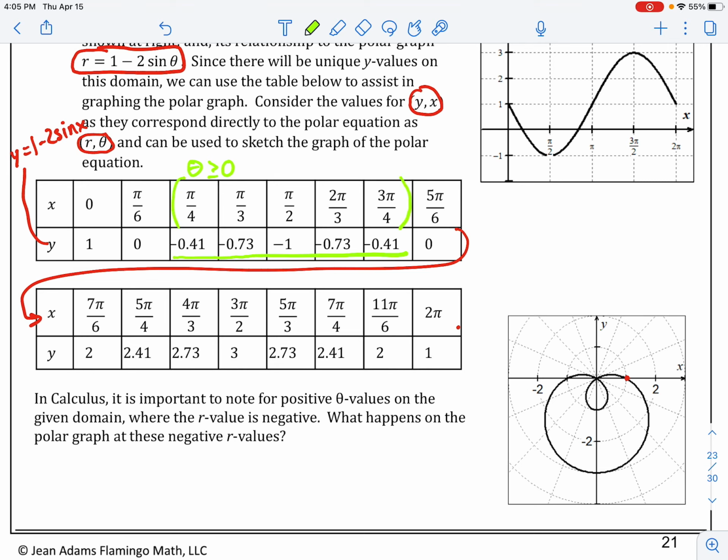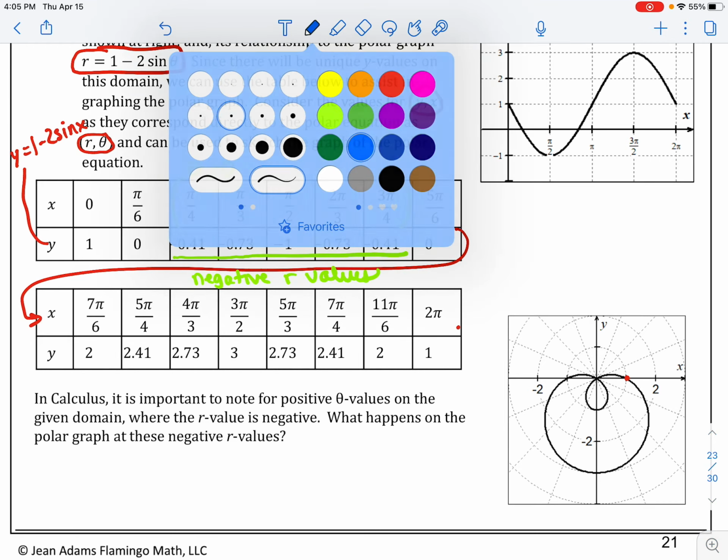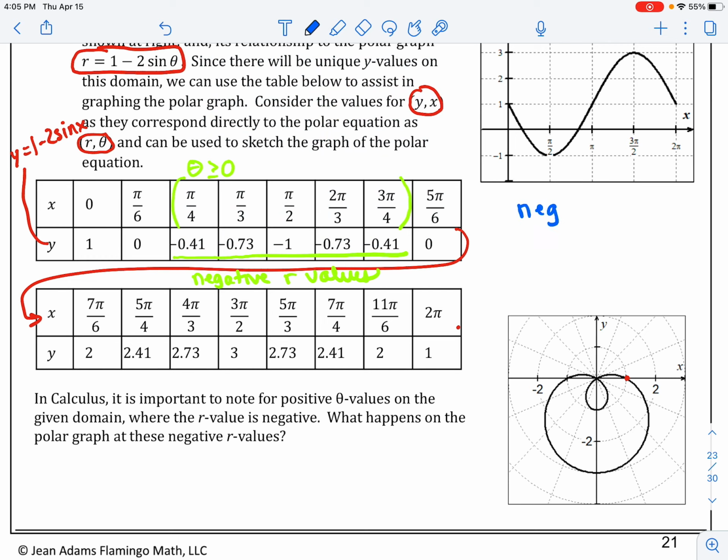Okay, so here your theta values are all positive and have negative r values. That is where your inner loop is going to occur. So I'm just going to write this: negative r values create the inner loop.